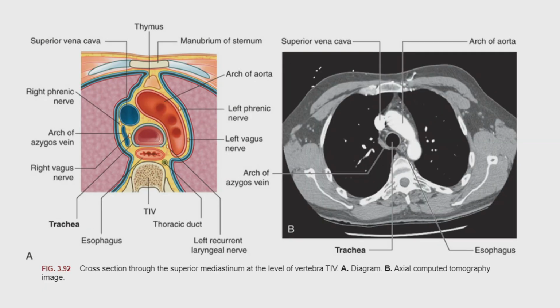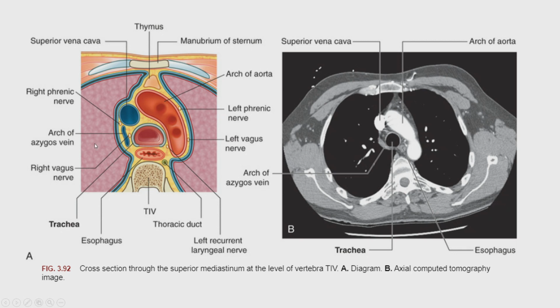body. If we go farther and make the cross-section at the level of T4, the left and right brachiocephalic veins join together and make the superior vena cava, which you can see on the right side. You can see the thymus or remnant of the thymus here, and now the arch of the aorta with its three main branches that you could see at the level of T3. And again the recurrent laryngeal nerve, the right vagus nerve and right phrenic nerve, and the left phrenic nerve and left vagus nerve.